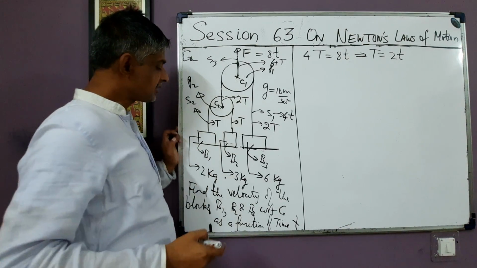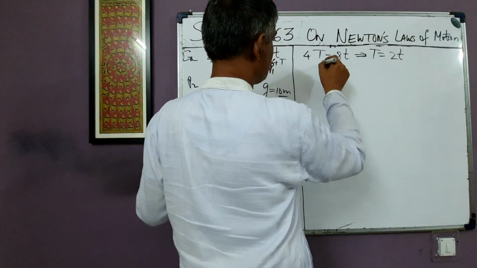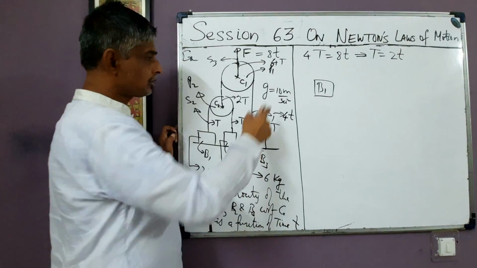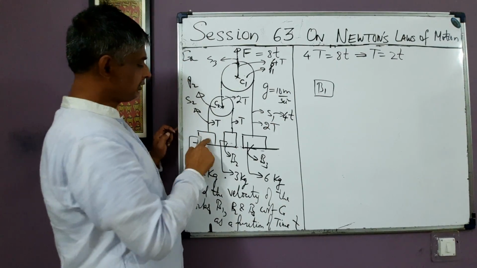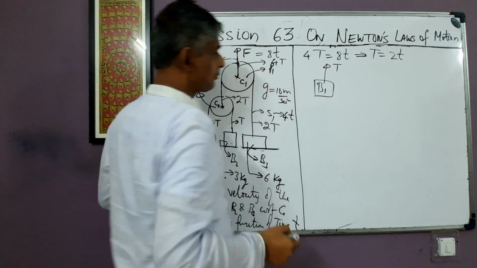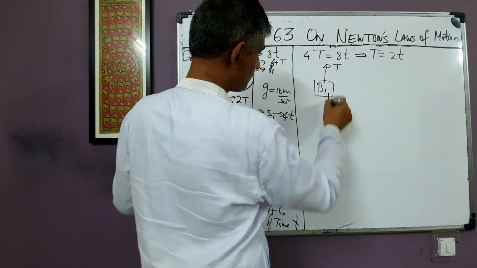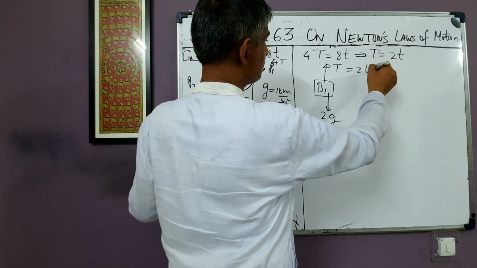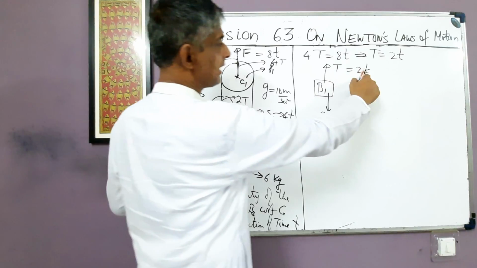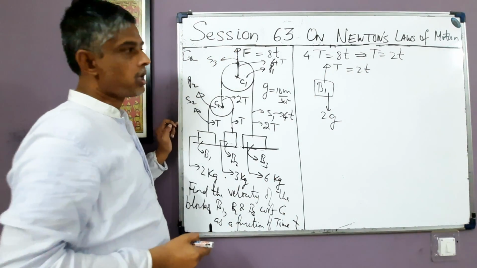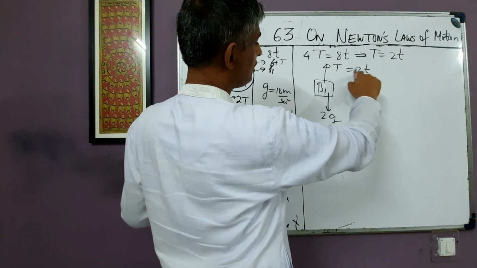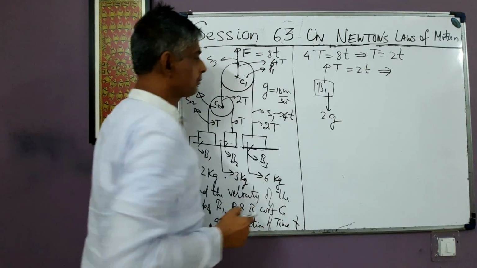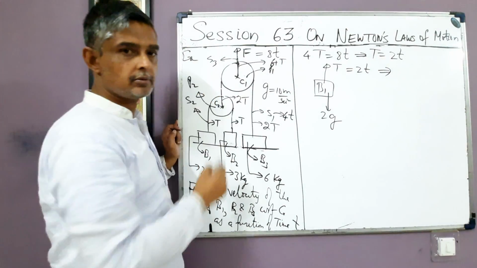Now, let us consider the three blocks separately. Let us consider the block B1. If you draw the free body, the string S2 will exert a tension force T on the block B1 in upward direction. This is the weight 2g of the block B1. Now T is just equal to 2t as we have found just now. As time passes by, T goes on increasing. Time comes when 2t just exceeds the weight of this block B1. When this happens, block B1 loses contact with the ground and begins to move up.